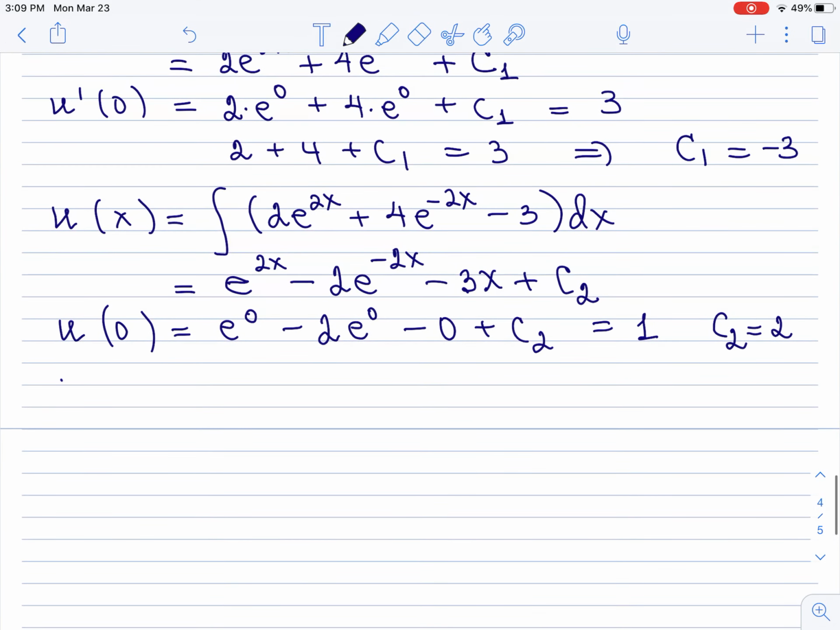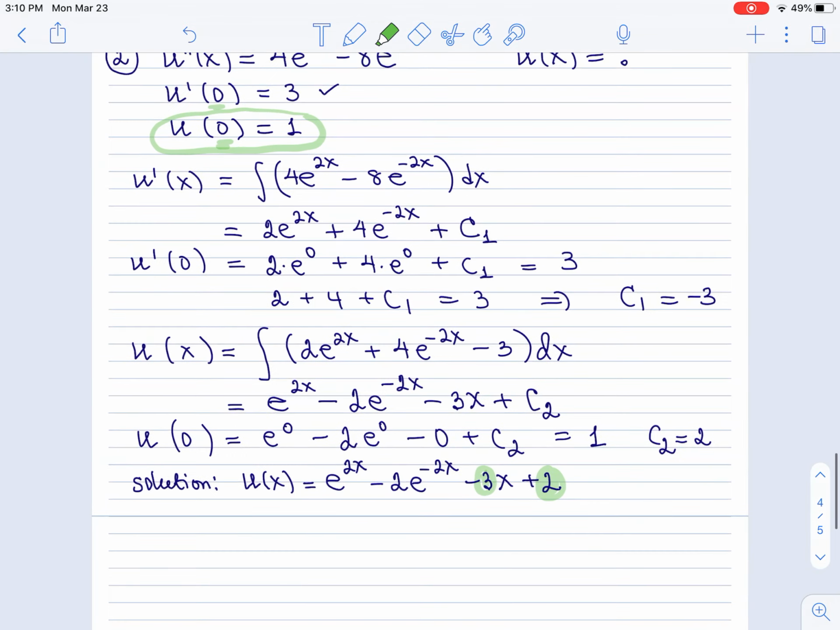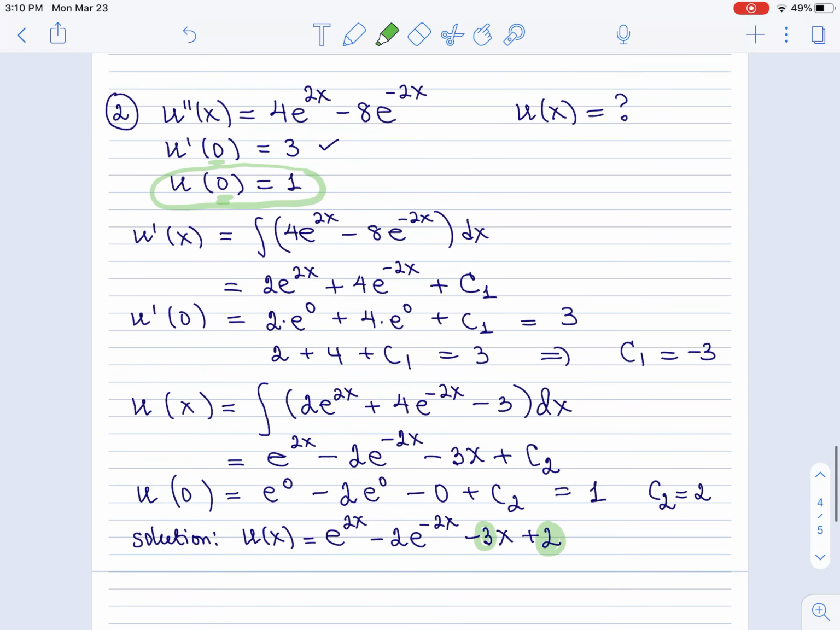Which means our solution, now we can put it all together, our function is e to the 2x minus 2 e to the negative 2x minus 3x plus 2. So these are the constants that we can find by using our initial conditions. Notice this is a second order differential equation with 2 initial conditions. All right, thank you for watching.